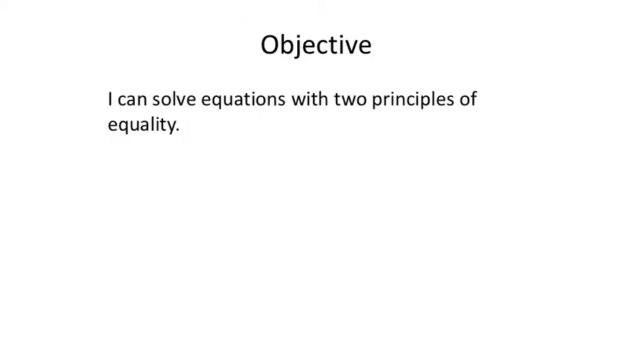Here's our objective for the day. I can solve equations with 2 principles of equality. And so far, we've gone over 4 different principles of equality. 1 for addition, 1 for subtraction, 1 for multiplication, 1 for division. Okay, but we saw between the last 2 lessons, we use addition and subtraction to make zeros, which eventually become phantom zeros. And then we use, from the last lesson, we use division and multiplication to make phantom ones.